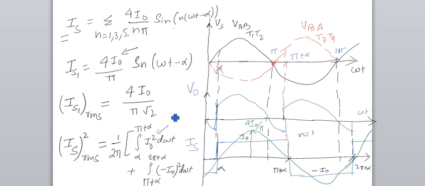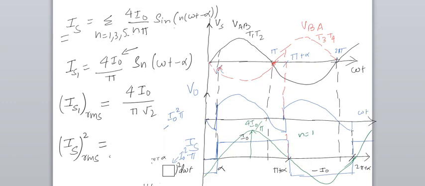So it will be I naught square if you integrate, because we are integrating with respect to time. Here also, 2 pi plus alpha minus pi plus alpha, again it will be I naught square into pi. If you add these things, you will finally be able to write 2 I naught square pi upon 2 pi.